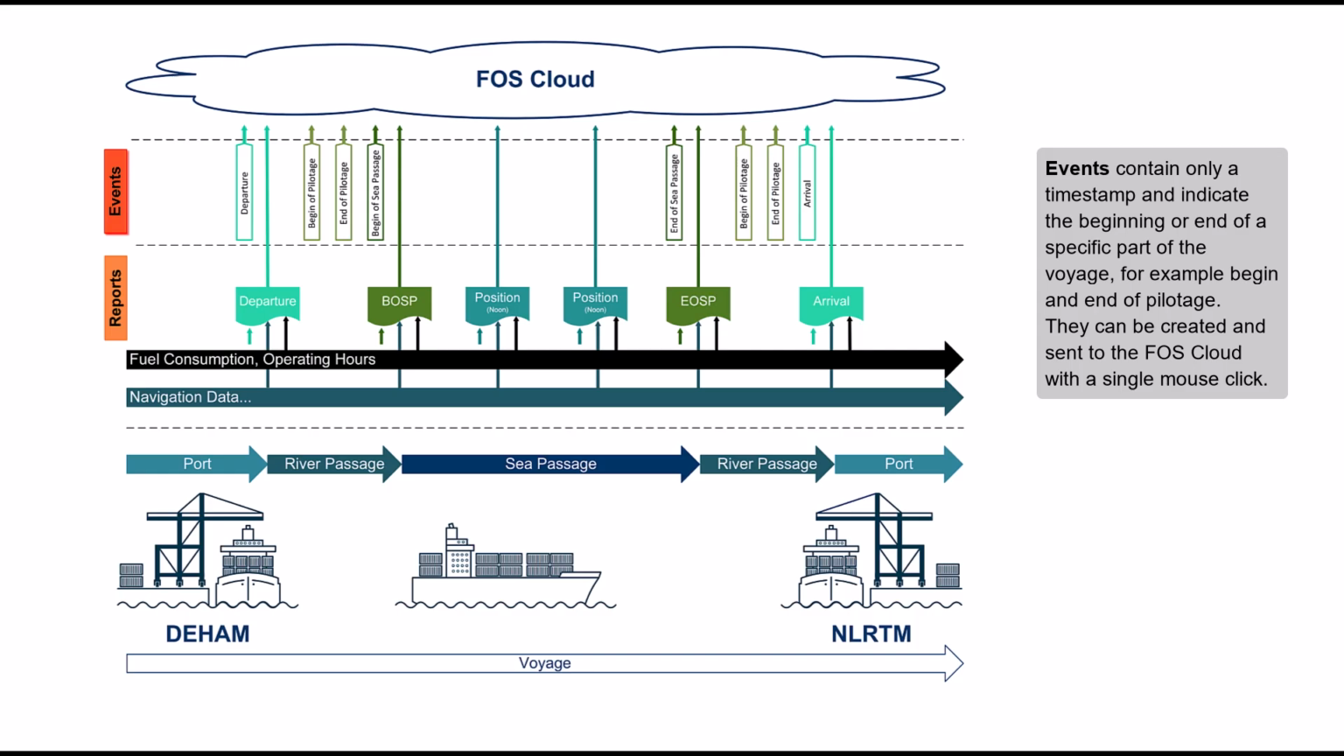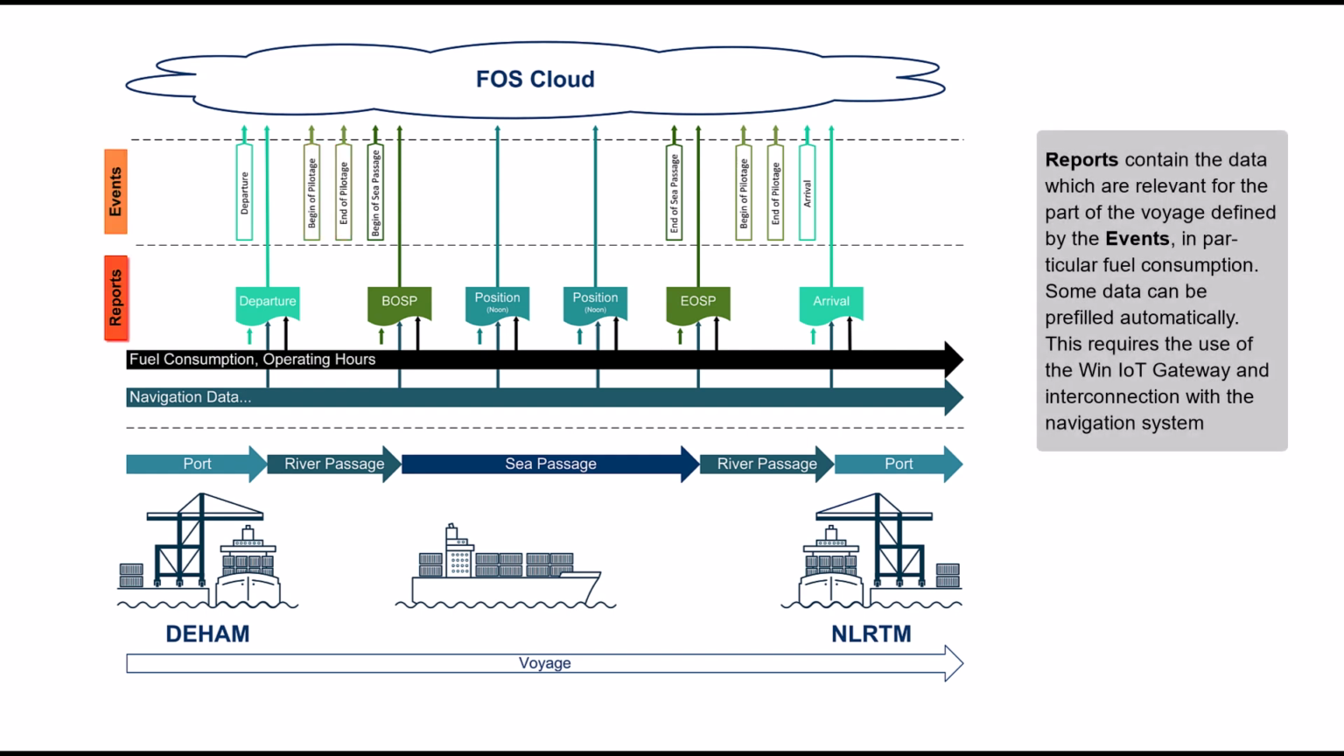Events contain only a timestamp and indicate the beginning or end of a specific part of the voyage, for example, begin and end of pilotage. They can be created and sent to the FOS Cloud with a single mouse click. Reports contain the data which are relevant for the part of the voyage defined by the events, in particular fuel consumption. Some data can be pre-filled automatically. This requires the use of the WinIoT gateway and interconnection with the navigation system.